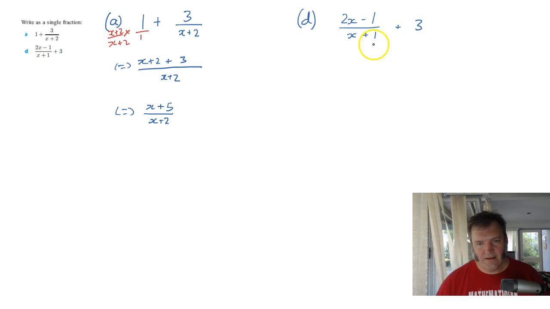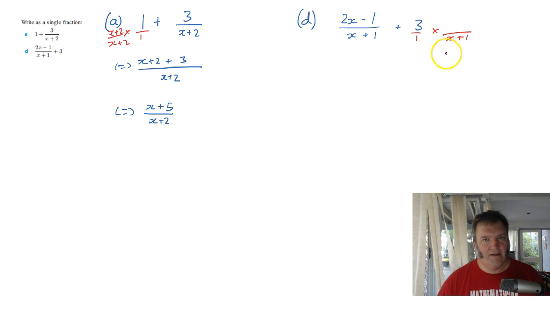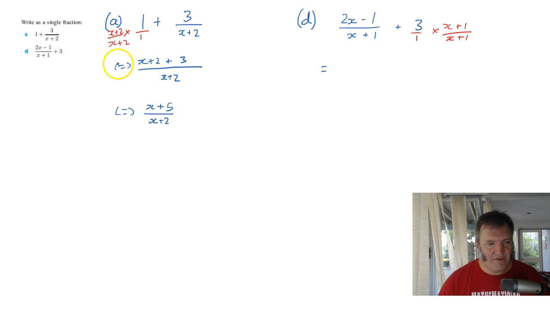Second one here, again, different denominators. This is a 3 over 1. I want the denominator to be x plus 1. So I want to multiply by x plus 1 in the denominator. Can't do that unless I also multiply the numerator by x plus 1, because on my next line I'm going to write an equal sign. I did equivalent signs over there.